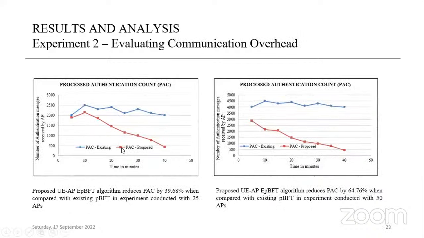This is the processed authentication count. Here we are calculating it for every 5 minutes. So we can see a decrease in the processed authentication count, resulting in an improved system performance, because we are reusing the results. So re-executing of authentication is getting reduced.